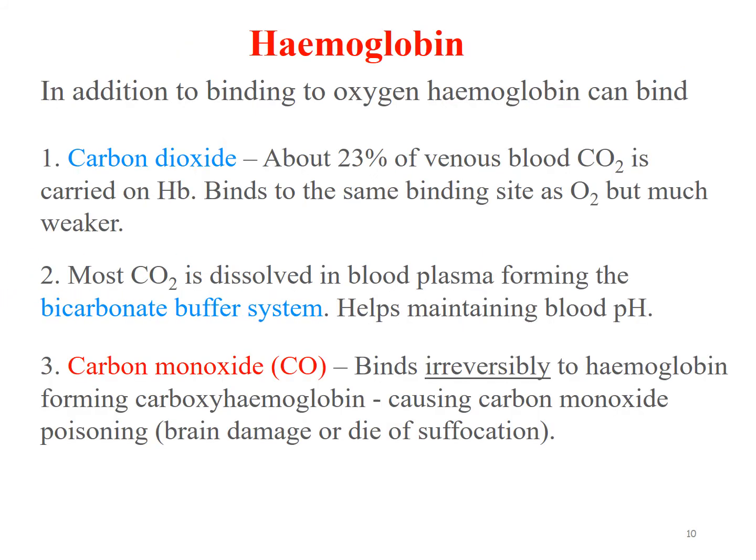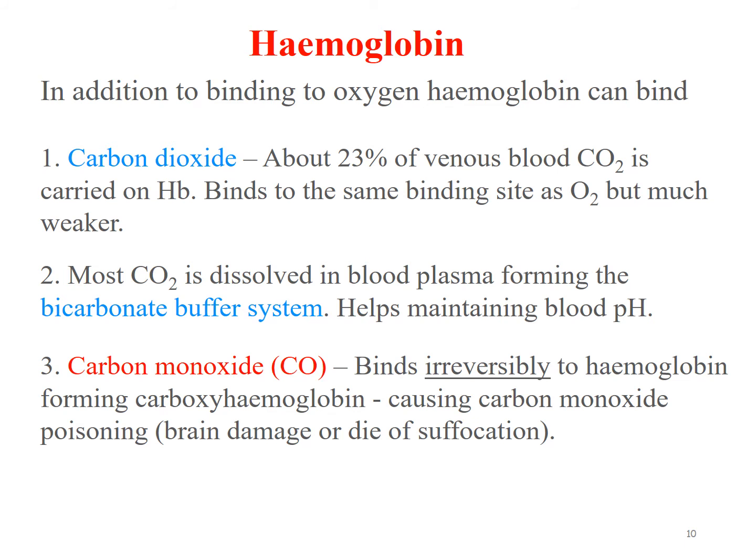Besides oxygen, hemoglobin can also bind to carbon dioxide. About 1/4, or 23%, of your carbon dioxide in the veins is carried on hemoglobin, but the affinity is much lower than oxygen. Therefore, most carbon dioxide is dissolved in blood plasma, forming the bicarbonate buffer system.